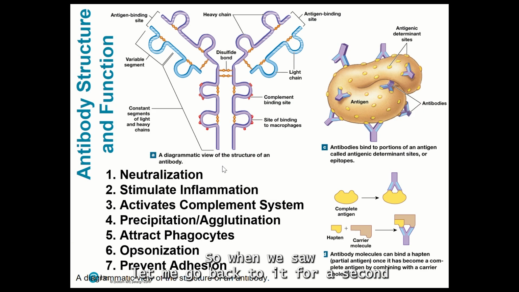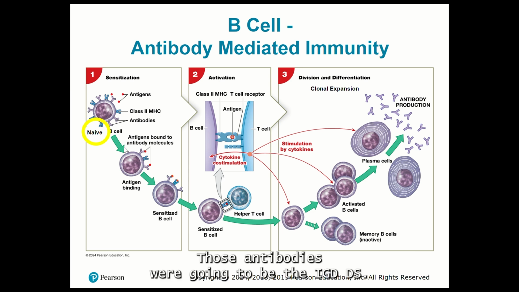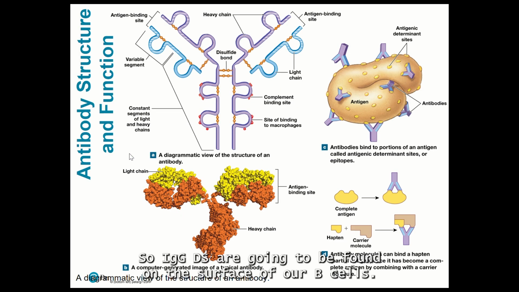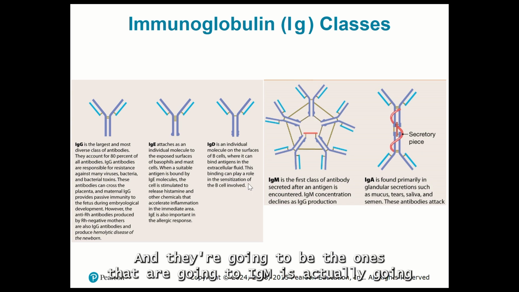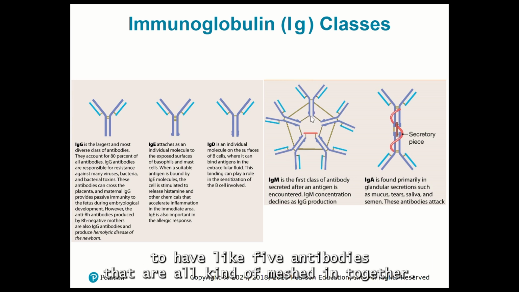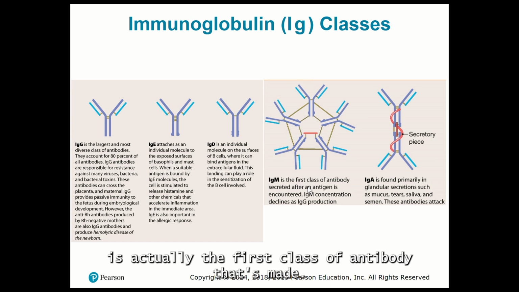So when we saw, let me go back to it for a second, our B cells, and we saw these antibodies sticking out there, those antibodies were going to be the IgDs. So IgDs are going to be found on the surface of our B cells. IgM is actually going to have like 5 antibodies that are all kind of mashed in together. So they're all connected at this central point.